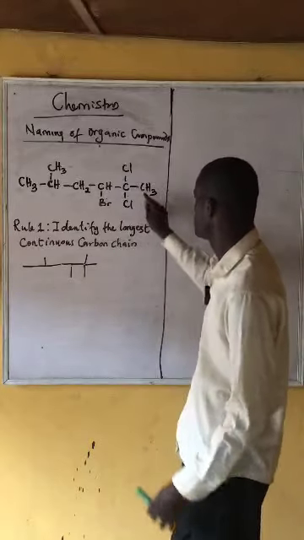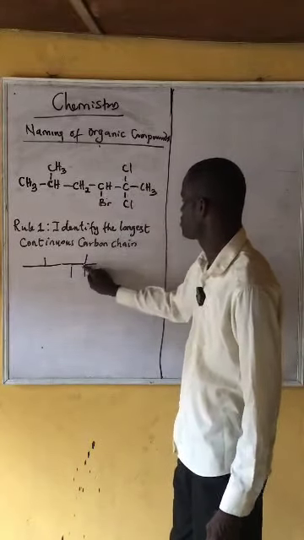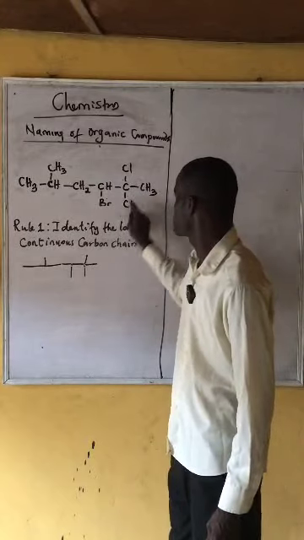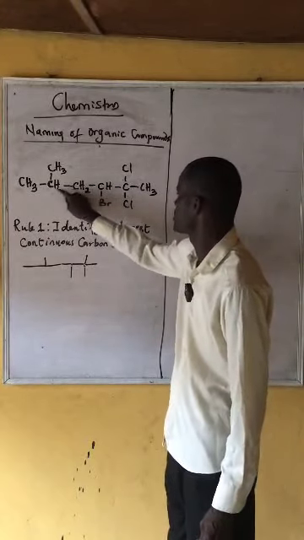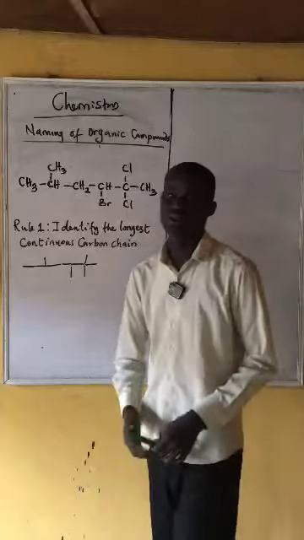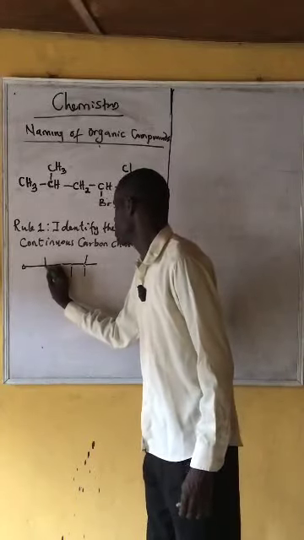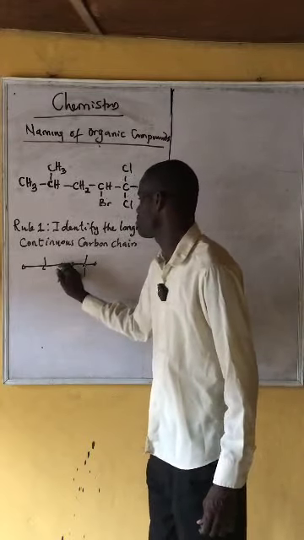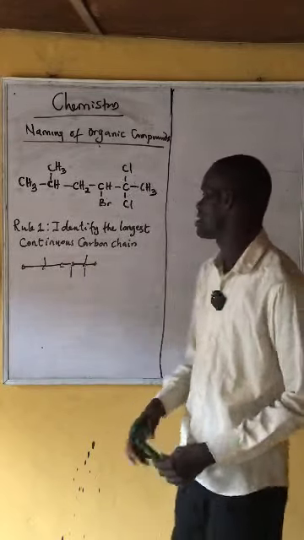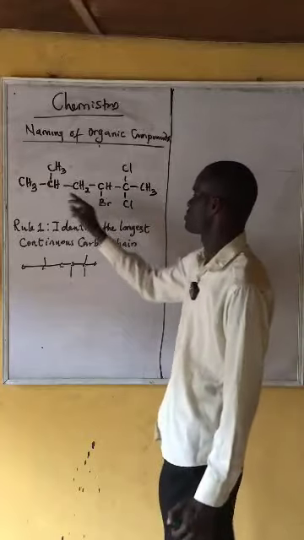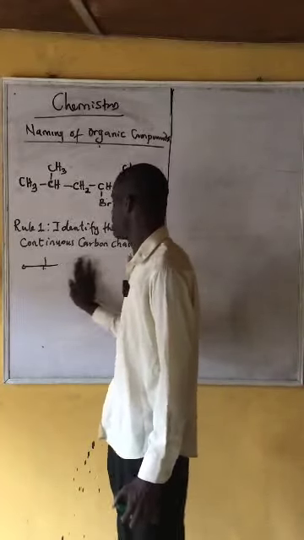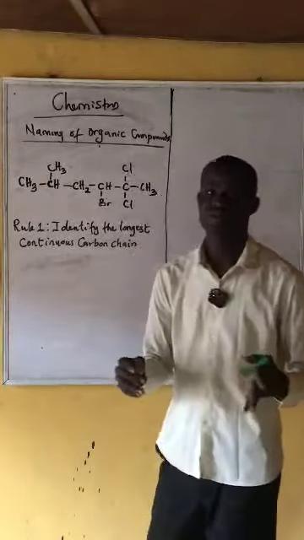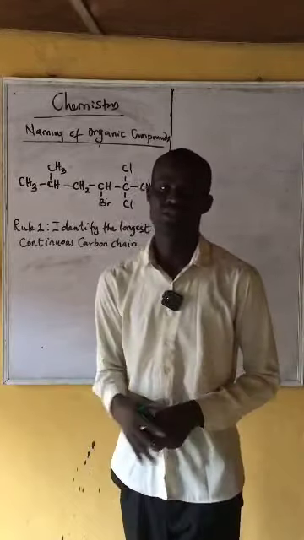So look at this chain. This to this, there are 2 here. This to this, there's 1 down here. This, there's 1 up here. Then there's 1 here. This is the chain. All this represents 1 carbon, carbon, carbon, carbon, carbon, carbon. 1, 2, 3, 4, 5, 6. So this is what we mean by the longest continuous carbon chain. So there are 6 carbons here, and that's what will help us to know what the parent name is.